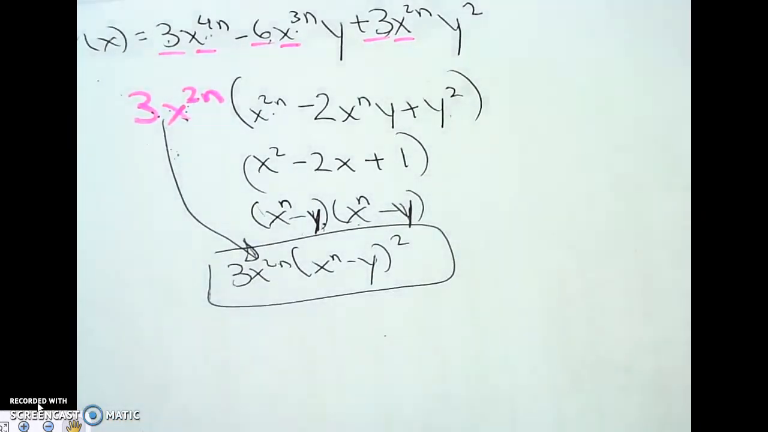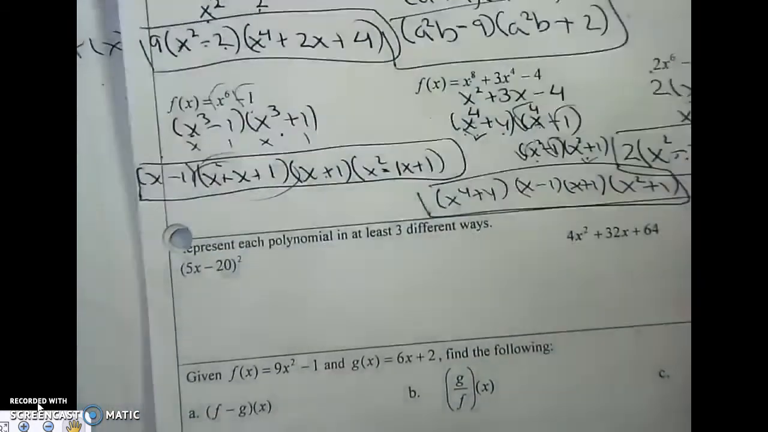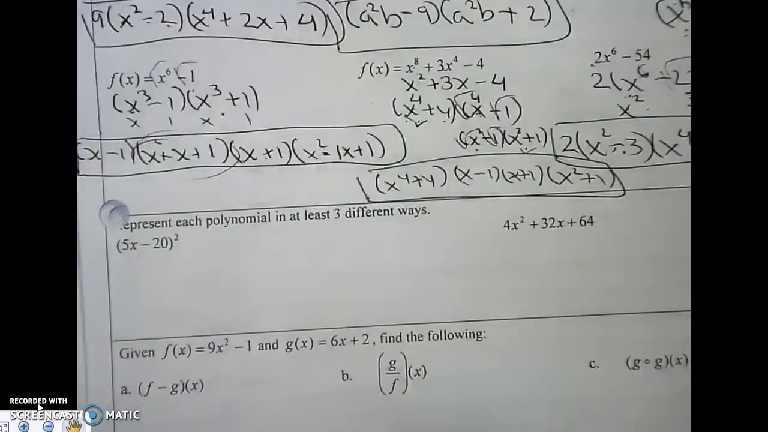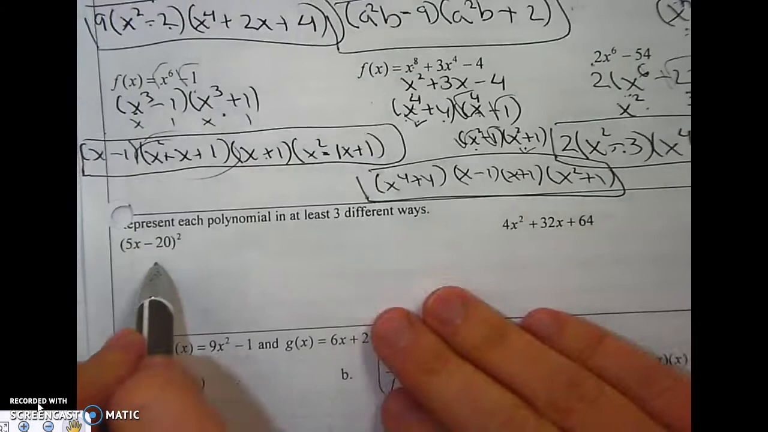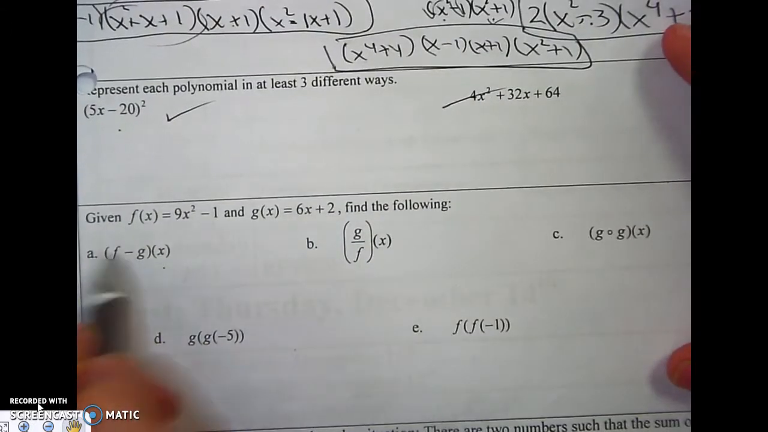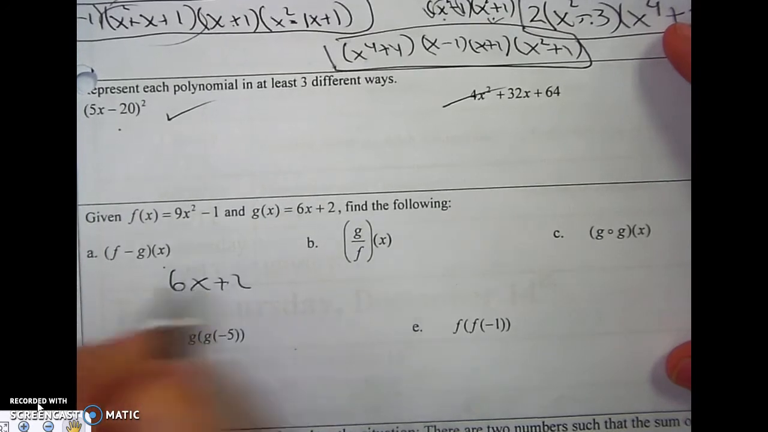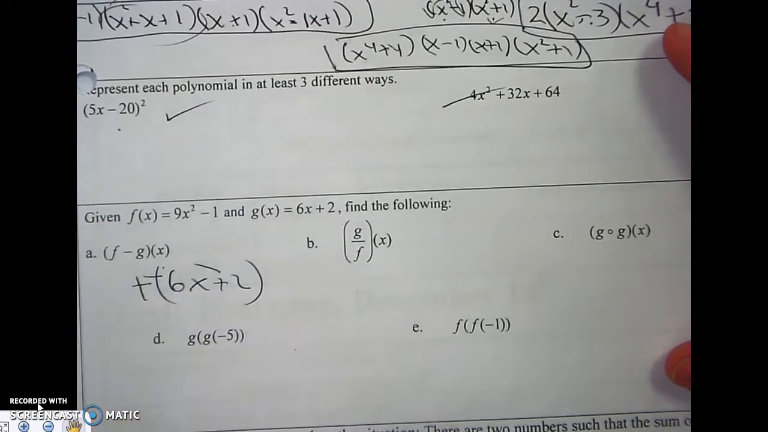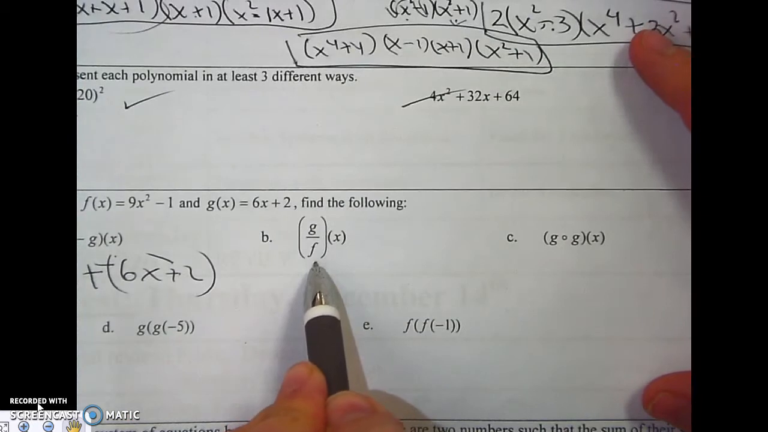Okay? All right. Represent this in 3 different ways. I think you're good to go on these 2. I don't think I need to go over this. Remember, when you're subtracting, change the signs of everything to the right, and then you're good to go. I do want to go over this one.